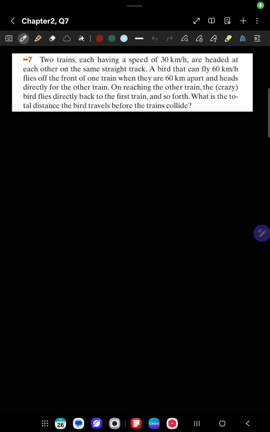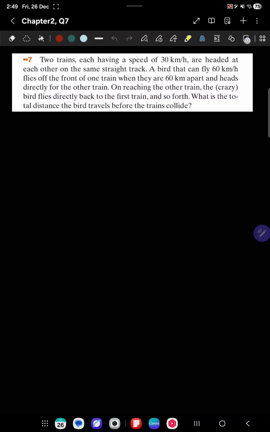In this question it is saying two trains each having a speed of 30 km per hour are headed at each other on the same straight track. A bird that can fly 60 km per hour flies off the front of one train when they are 60 km apart and heads directly for the other train. On reaching the other train, the crazy bird flies directly back to the first train and so forth. What is the total distance the bird travels before the trains collide?